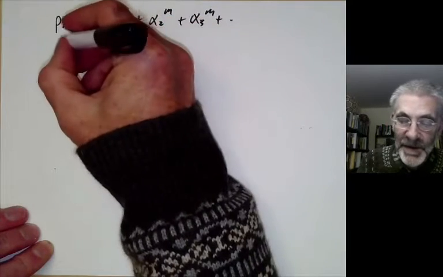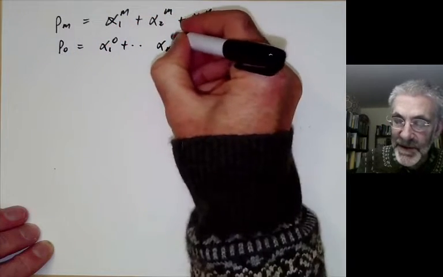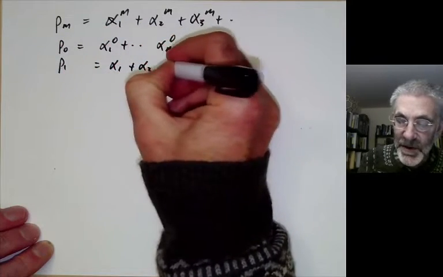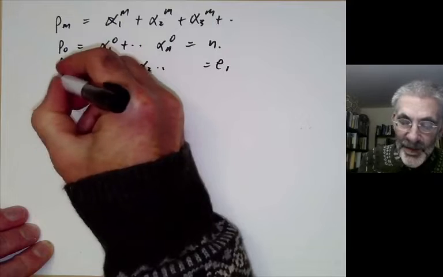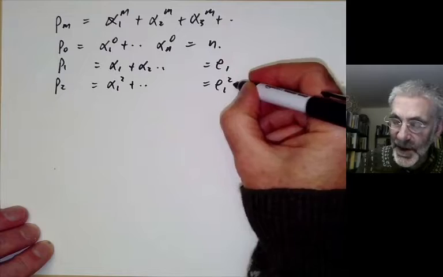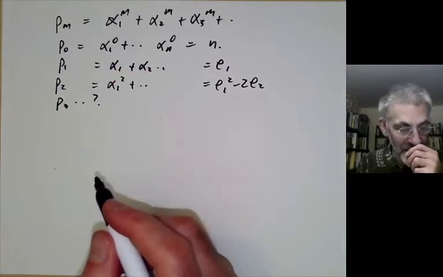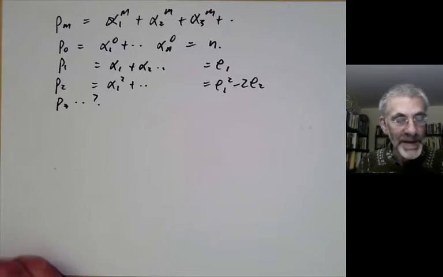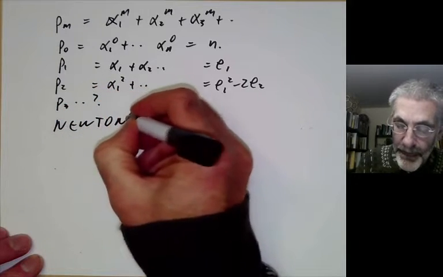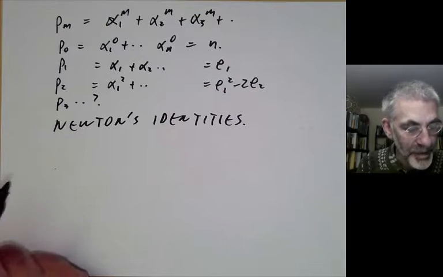Well, the first few aren't very difficult to do. So P0 is alpha 1 to the 0 plus and so on plus alpha n to the 0, which is equal to n. And P1 is just alpha 1 plus alpha 2 and so on, which is equal to E1. And P2 we already did, that's alpha 1 squared and so on, which we said was E1 squared minus 2E2. P3 is already getting a little bit messy to do. Fortunately, there's a neat way of doing this using Newton's identities, which I will now explain.